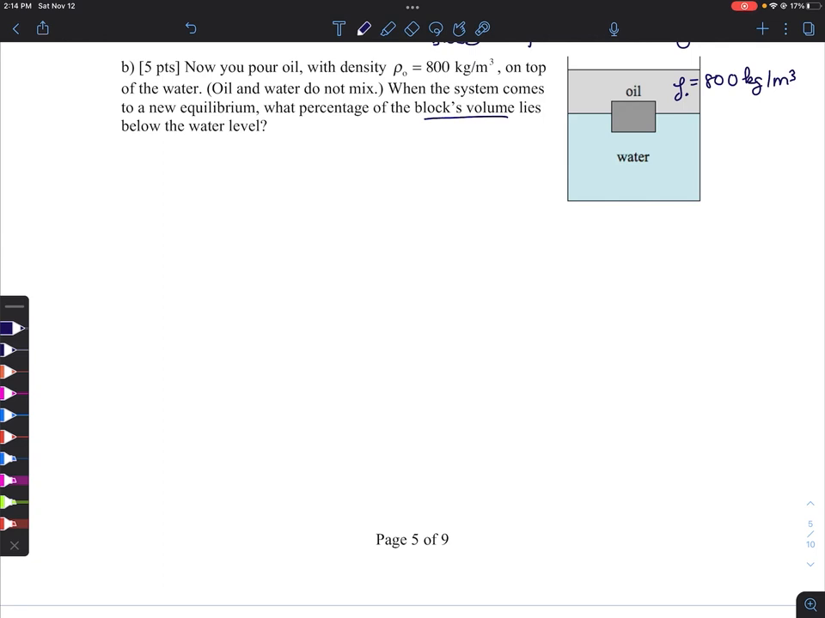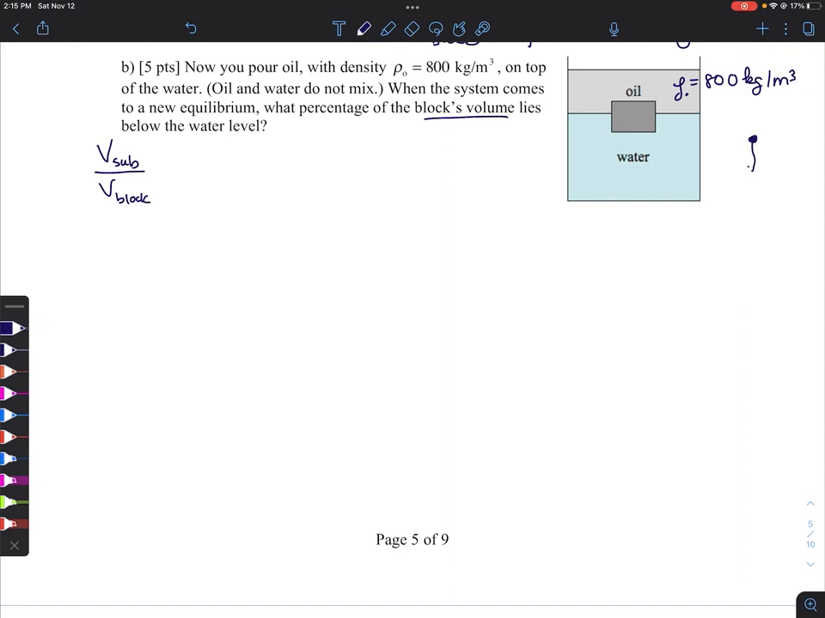So in this case, we're still looking for V submerged in the water divided by the volume of the block. So let's again draw a free body diagram. In this case, the block is sitting both in water and in oil, so there are two buoyant forces.